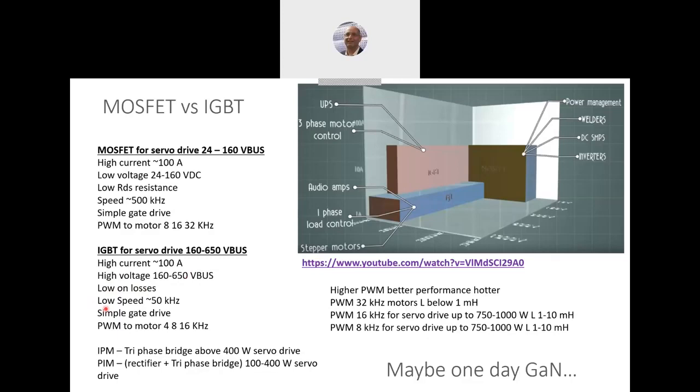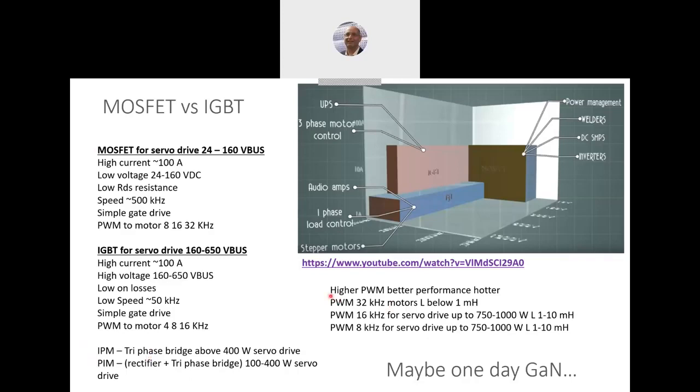Usually you will see PWM or switching of the IGBT of 4, 8, or 16 kilohertz. Nowadays, we used to have IPM. IPM was a three-phase bridge, above 400 watt. Today, you can buy the rectifier plus the three-phase bridge for 100 to 400 watt servo drive. So if you look at a drive of 1.5 amp or 3 amp, it will have a PIM. All the bigger ones will have an IPM. So if you remember the custom industrial example I showed you uses MOSFET, and the servo drive uses the PIM.